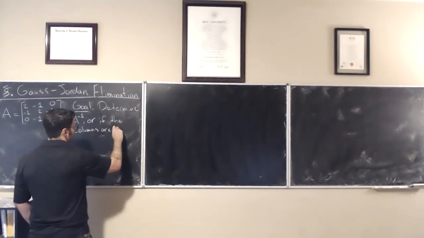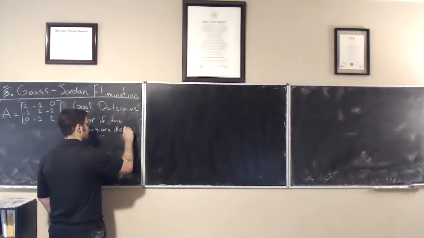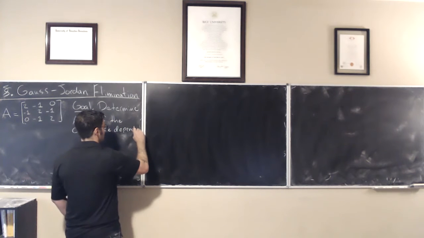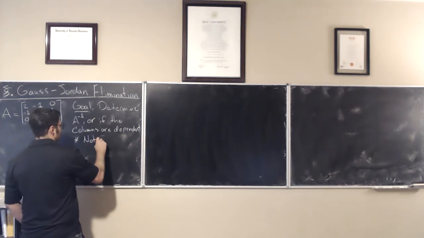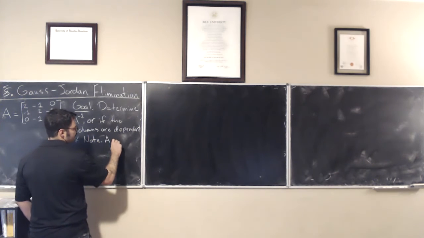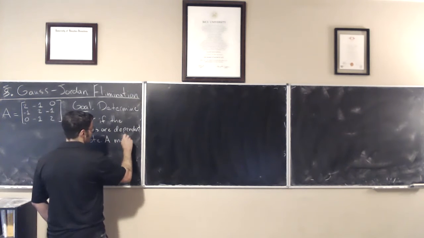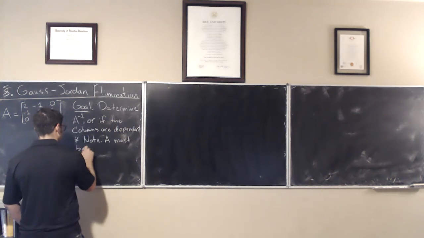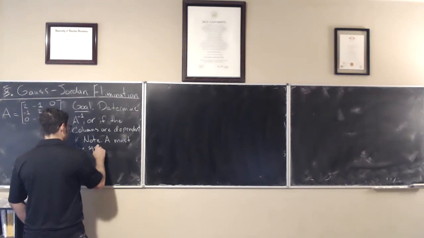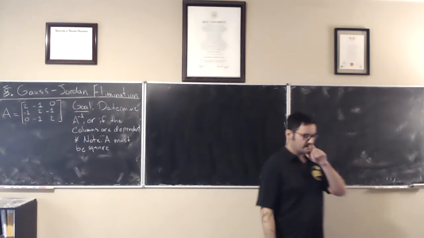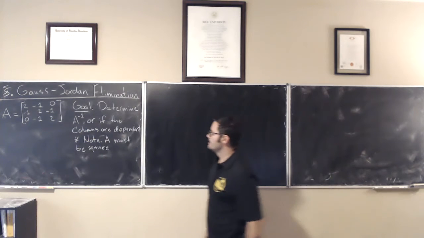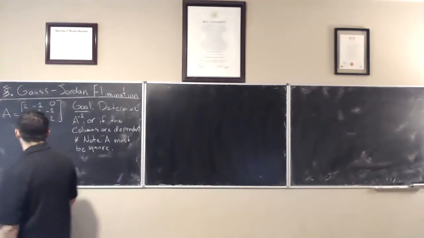Linearly dependent comes from the right dependent. Note, A must be square. Right? In columns, in rows.